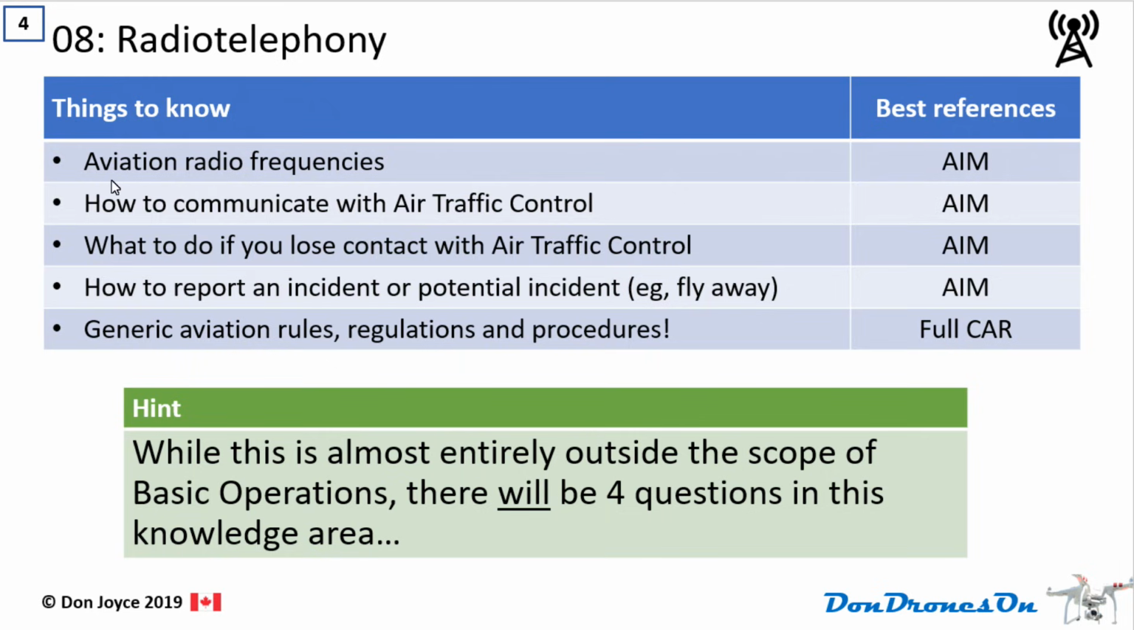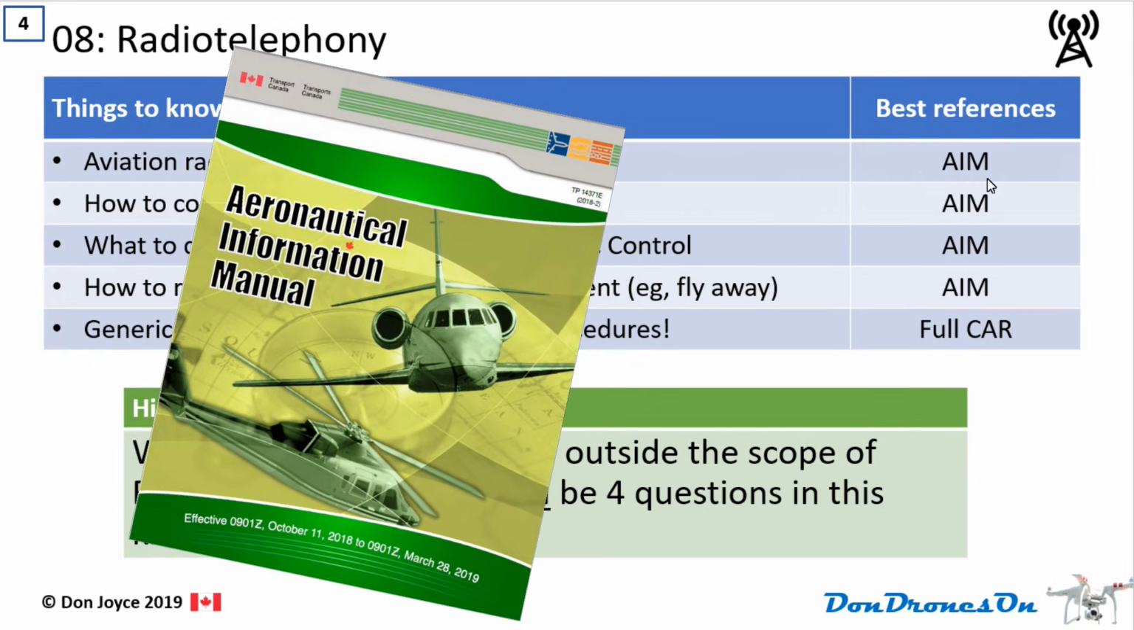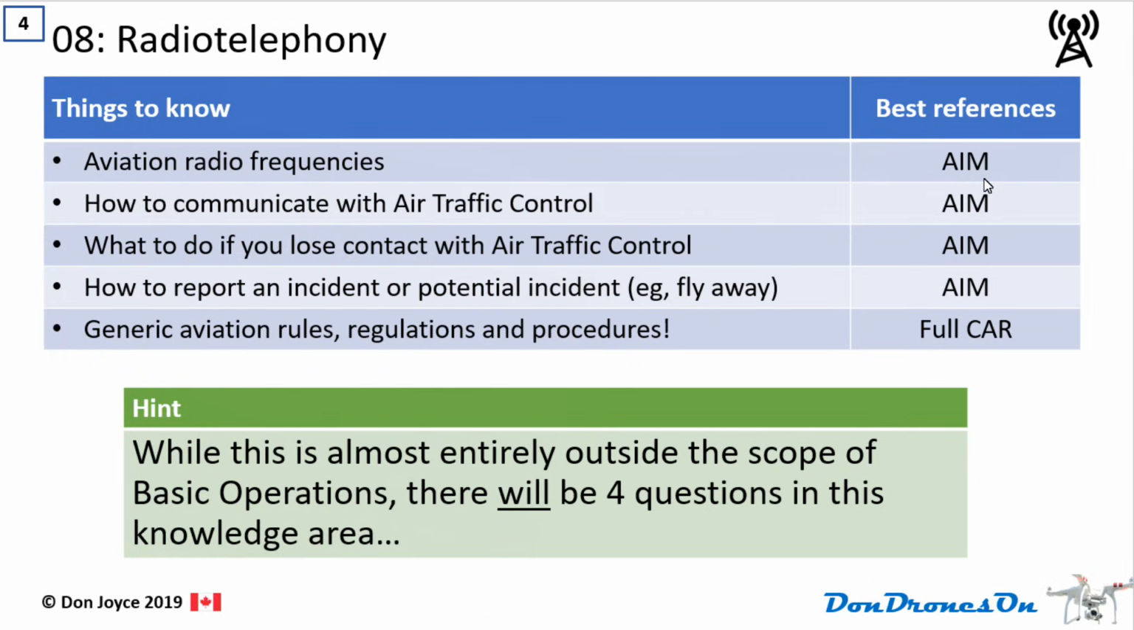So for example, you're expected to know where aviation radio frequencies are defined, and that's in the AIM. In fact, most of this stuff is in the AIM. That's the Aeronautical Information Manual, that 424-page Bible of everything aviation. You're expected to know how to communicate by radio with air traffic control.